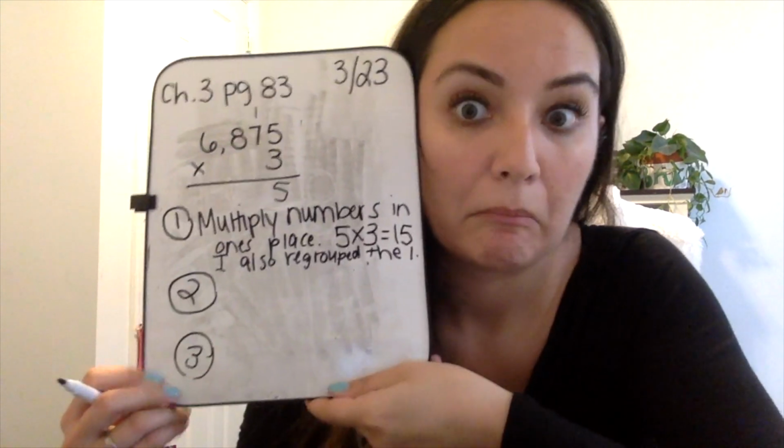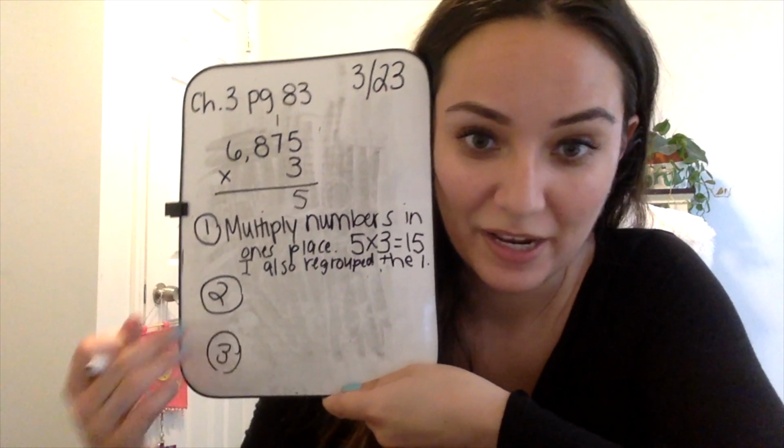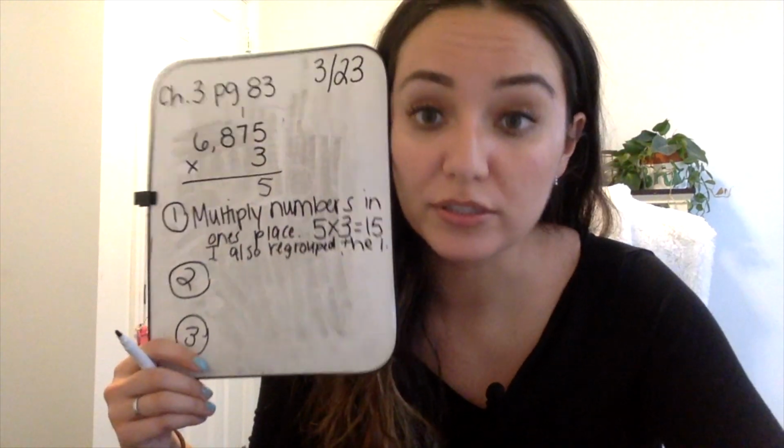Now, I'm not going to do the rest. You're going to do the rest, okay? I just did number 1 as an example for you. So you are writing out in words what the steps for multiplying are. And make sure you're writing out if you're regrouping too, okay, because that's really important.